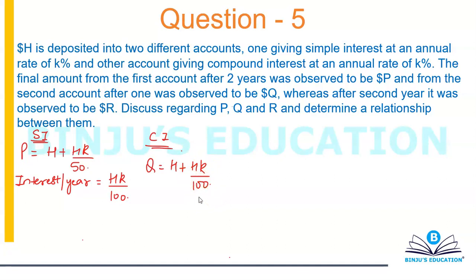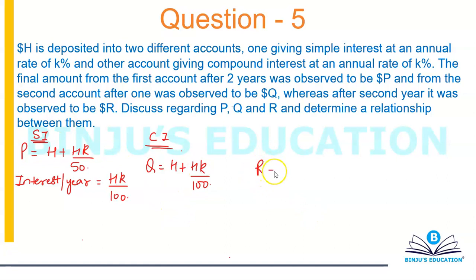That is basically the amount after first year. If I want to calculate the amount after 2 years, which is basically R, I can either use the formula for compound interest for 2 years directly, or I can use this value of Q to calculate the interest for second year, and then add the first year's interest and then calculate the value of R. So it's completely your call which way you want to do it. Let's simply use the formula so that it is convenient for everyone.